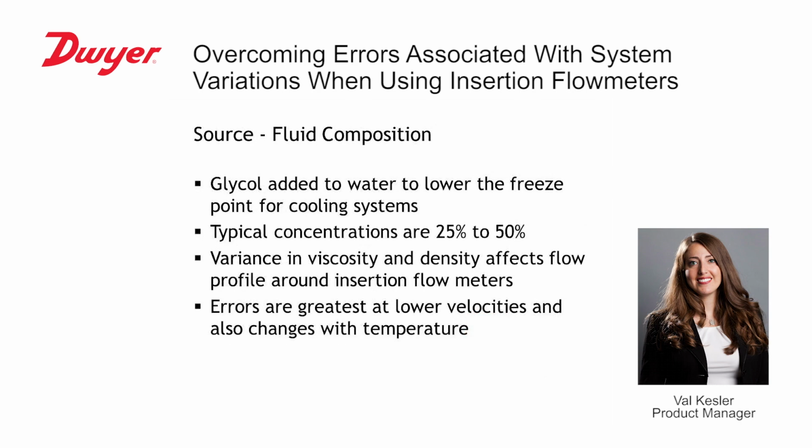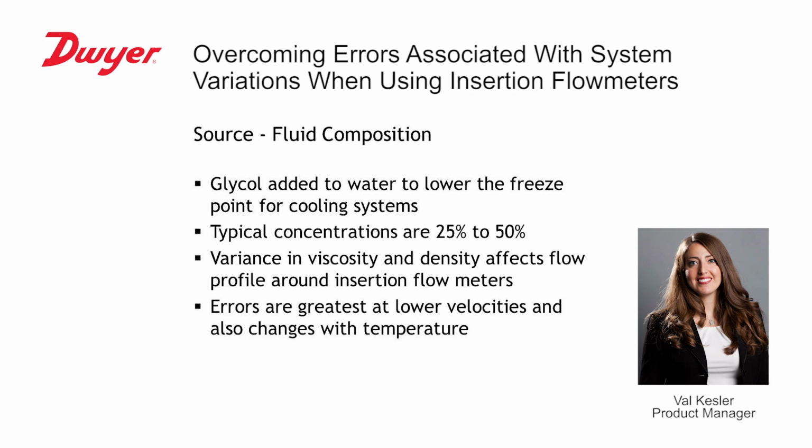The last source of error I'd like to discuss is fluid composition. This is common in other flow meter types as well, but particularly in HVAC applications, again boiler, chiller, and loop applications, glycol can be added to lower the freezing point for the cooling systems. Typical concentrations can vary from 25 to 50%. But what happens is this variance causes a variance in the viscosity as well as the density, and that will ultimately affect the flow profile around the insertion flow meter.